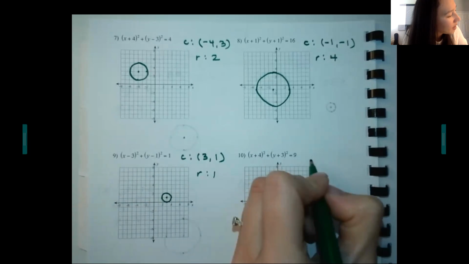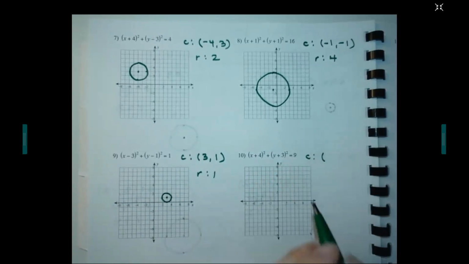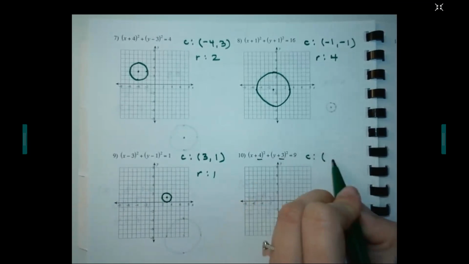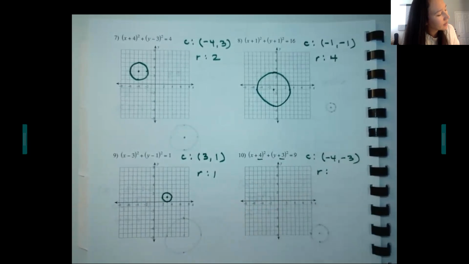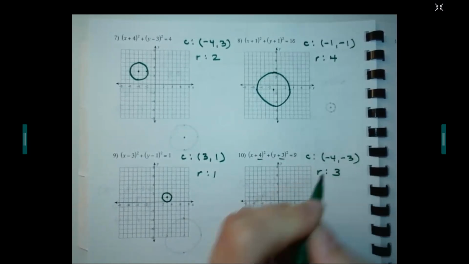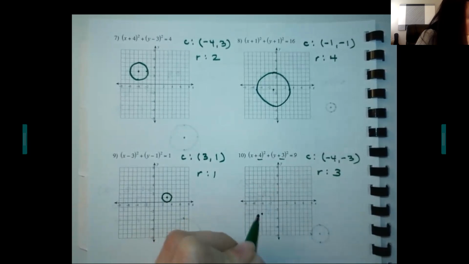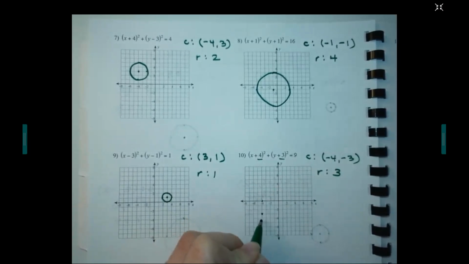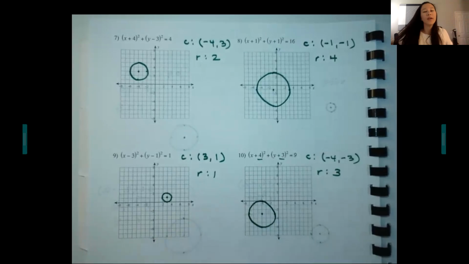Very good. And then for number 10, what was your center? For number 10, the center was -4 and -3. Very good. And your radius? Was 3. Excellent. -4, -3, and then our radius is 1, 2, 3 up, 1, 2, 3 down, 3 left, 3 right. Very good. Thank you, Rick.